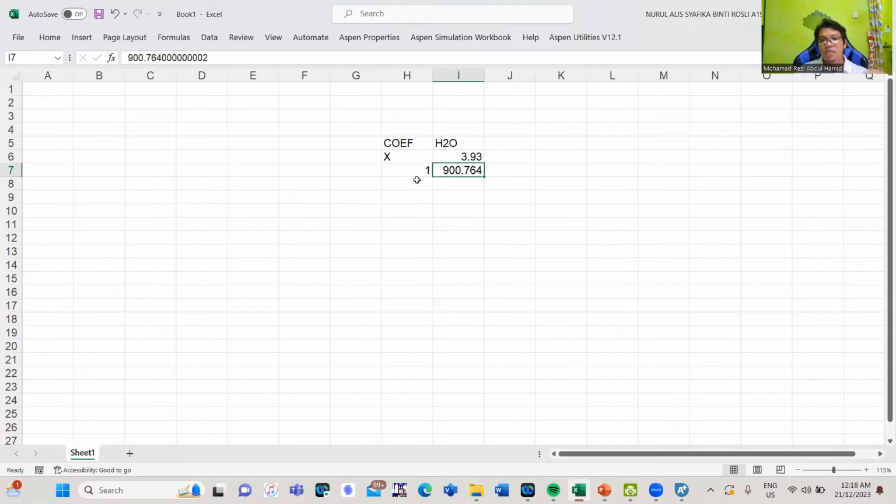Okay, but the question here is, what is the correct coefficient that will give me 3.93? Because if I choose 1, I will get 900. So it's quite simple. Let's say I put here X. X should be this divided by this. Yes.